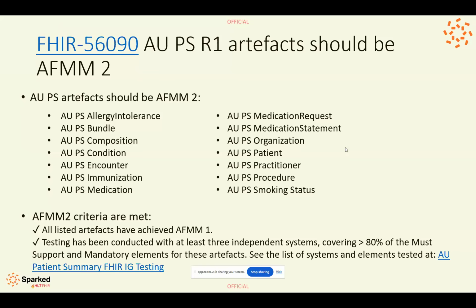So this lists the profiles that we just looked at. All of them are already at AFMM1, and testing shows they are fit for purpose. So before I make a motion, are there any questions about this JIRA ticket?